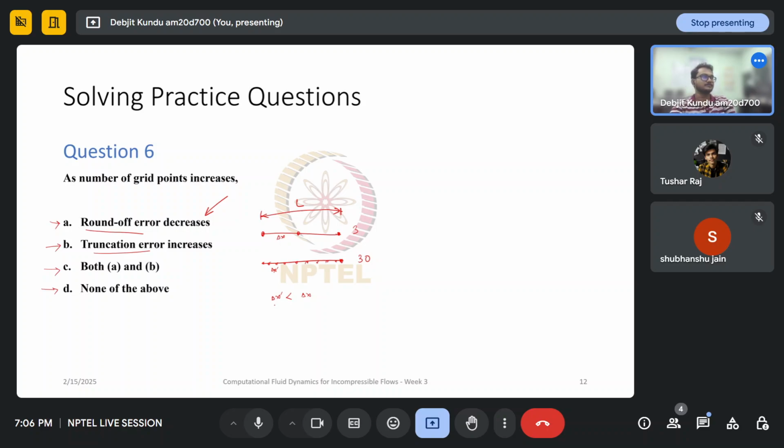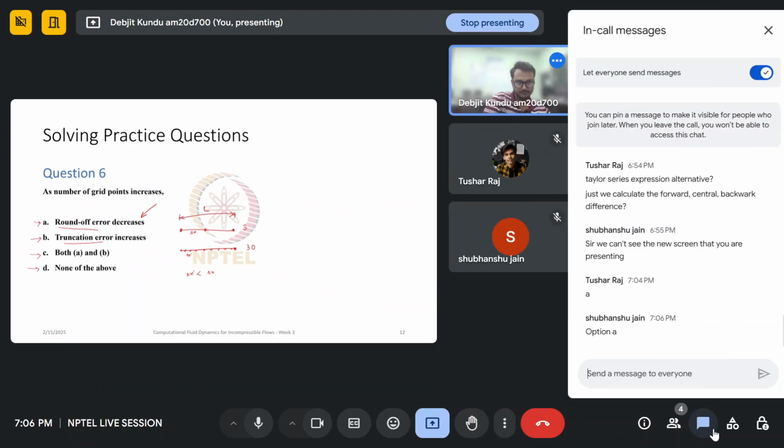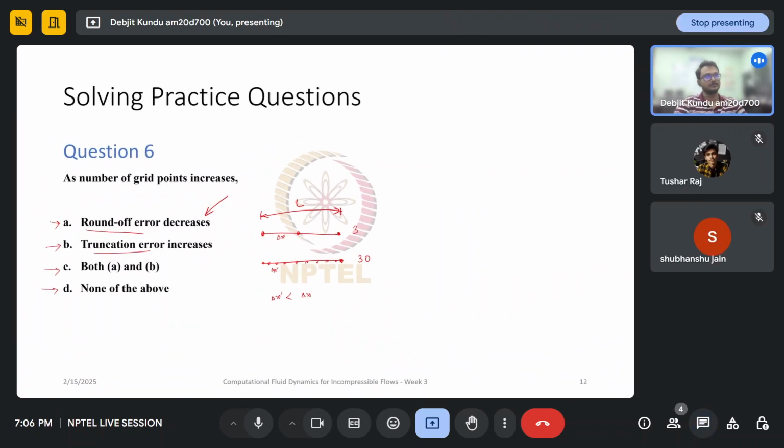So there are two different things happening over here. So we got another response. Let's see. Okay, option A again. Good. So let's take a look at the solution. It's actually option D, none of the above, because both A and B are incorrect.